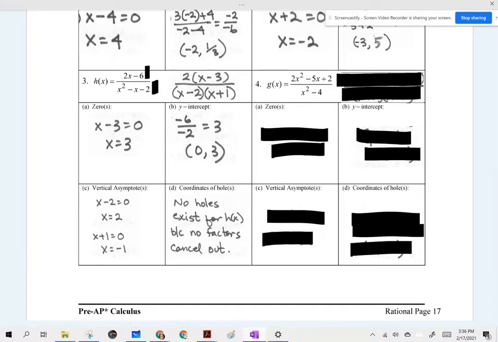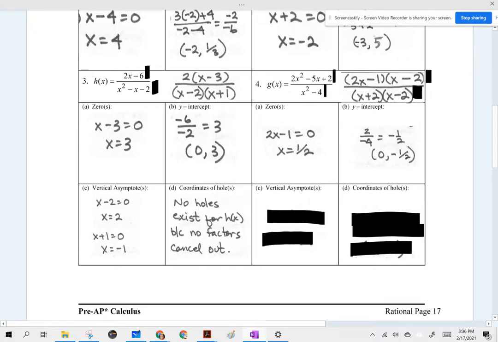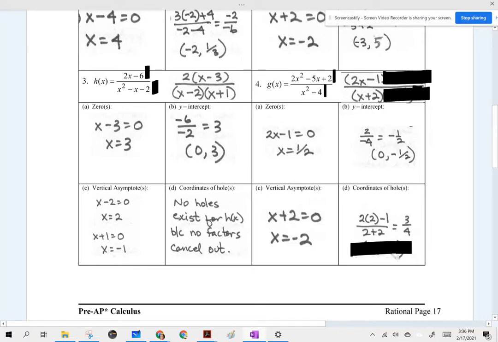So number 4, go ahead and factor and answer A, B, C, and D. Okay, here's our factored form. The zeros: remember to identify anything that's going to cancel out. We've got our x minus 2's that are going to cancel out. So you take those non-canceling factors and solve for x. The y-intercept, you've got your 2 over the -4, so you get (0, -1/2). The vertical asymptote is going to be at x equals -2. And then the hole: remember that the hole is going to occur at x = 2. Cancel that out, plug it into the simplified form, and you get the coordinates of the hole.